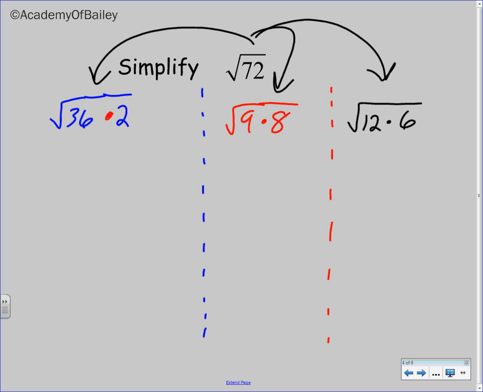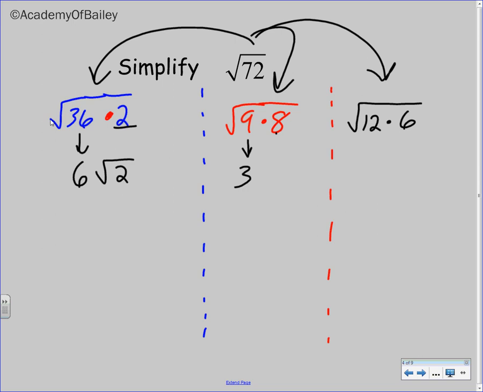Well, the largest square root is probably going to be the best one, because what's the square root of 36? Square root of 36 is 6. And the square root of 2, well, 2 does not have another 2 in there with it. 6 times the square root of 2. Now, how about this one here? Well, we know the square root of 9 is 3.